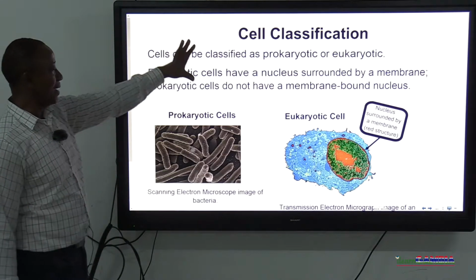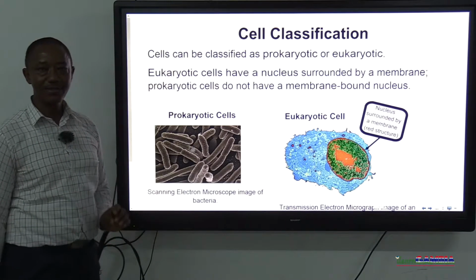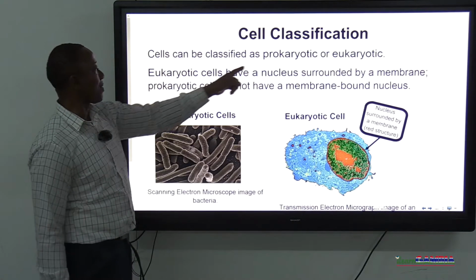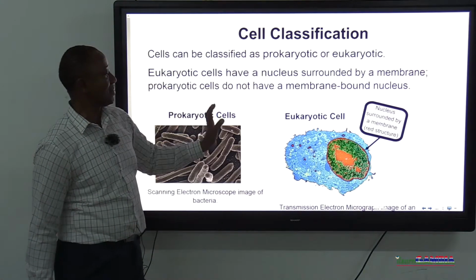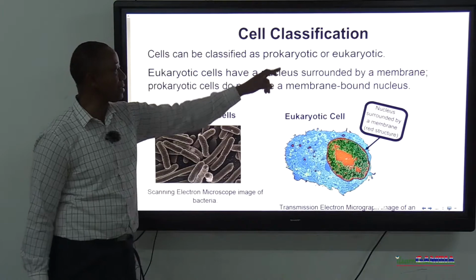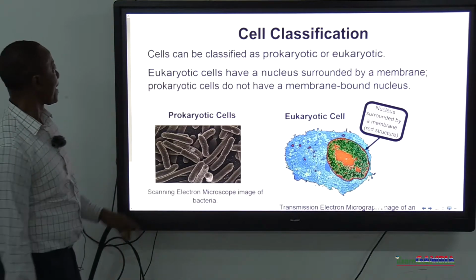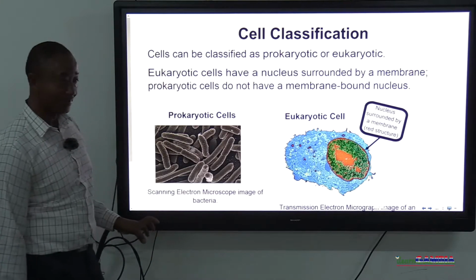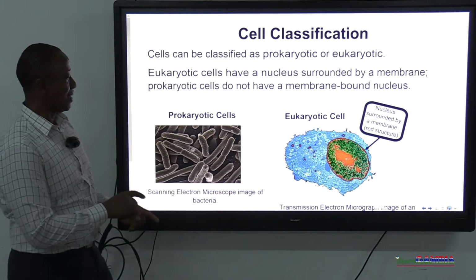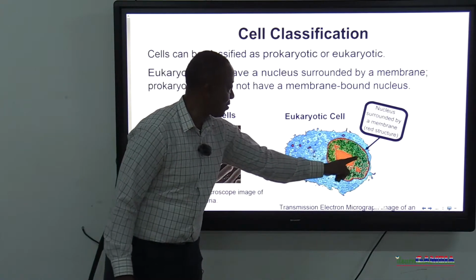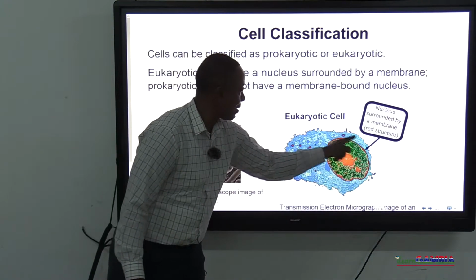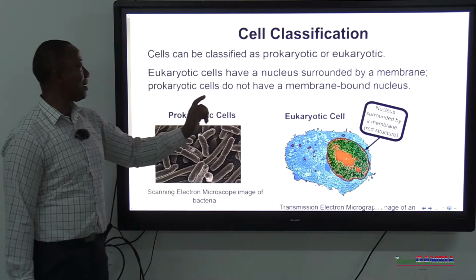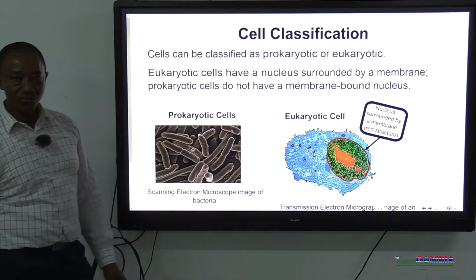But here, we try to classify cells. That means we try to group cells. They are grouped according to their design. They are either prokaryotic or eukaryotic. Now, eukaryotic cells, they have a nucleus surrounded by a membrane. So the nucleus is there and there is a membrane around it. See, this is the nucleus and there's the membrane surrounding the nucleus. That is eukaryotic. Prokaryotic cells do not have a membrane-bound nucleus.